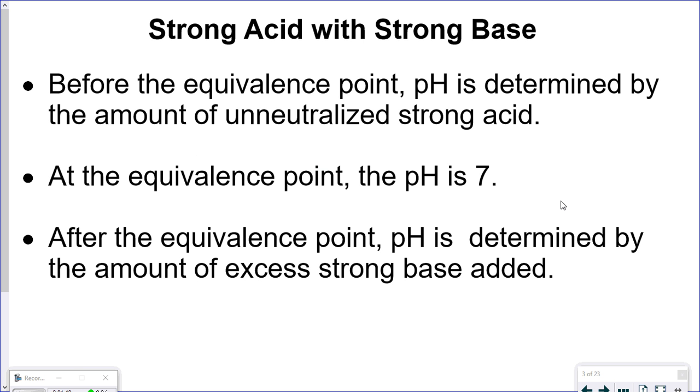So whenever we're going to be titrating a strong acid with a strong base, anywhere before the equivalence point, the pH is determined by the amount of unneutralized strong acid. So you have to look at how much acid has actually been canceled out and then use the remaining amount to find pH. At the equivalence point, the pH will be equal to 7. And after the equivalence point, the pH will be determined by how much excess base we're going to have.